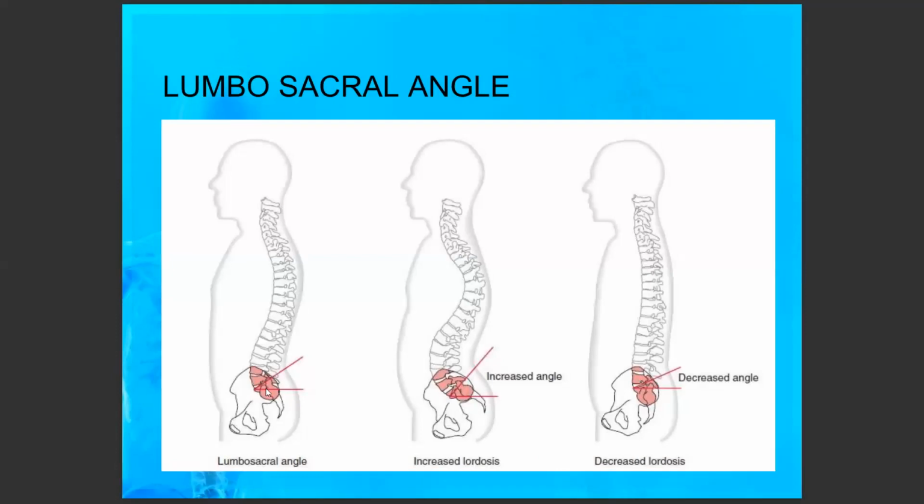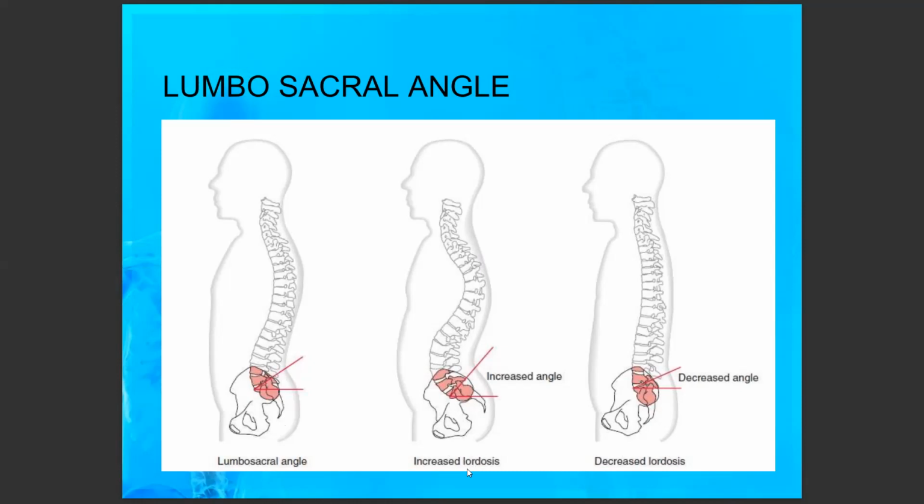So this is the lumbosacral angle: that is a horizontal line, and this one is on the base of the first sacral segment, or sacral vertebra. This angle is known as the lumbosacral angle.